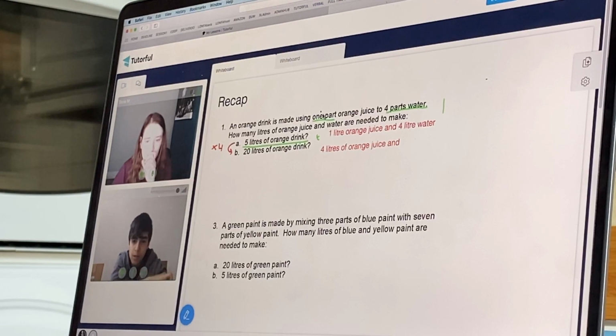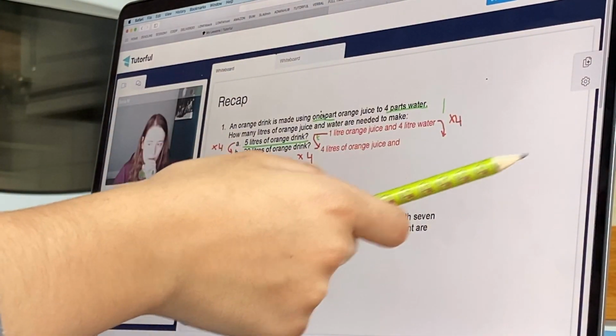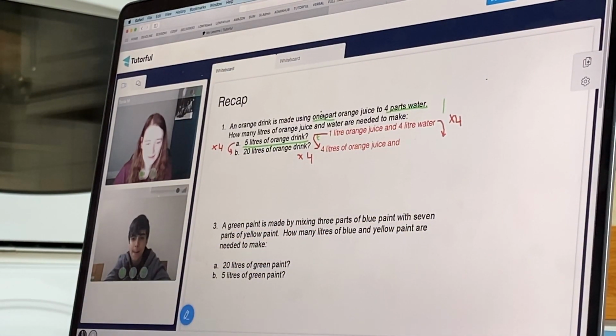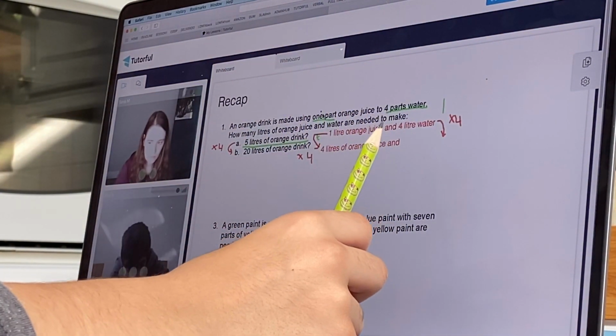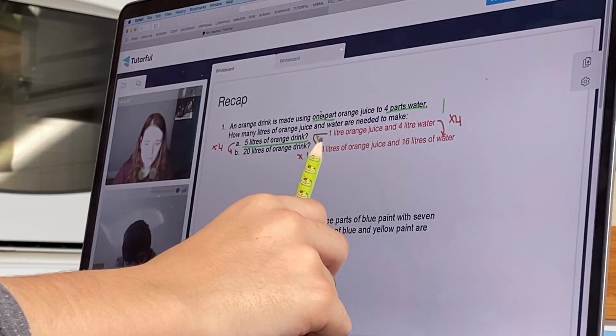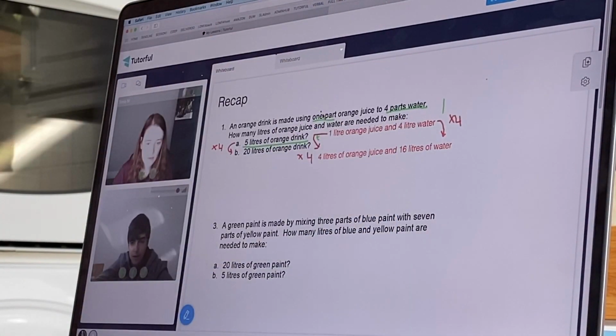Is it 8? To get from here to here, we times by 4, because that's what we needed to get from 5 to 20. So it will make 16. Yeah, 16, brilliant. And then you can add the 4, and to make the 20, we get that from the 4 litres plus the 16 litres. Brilliant.